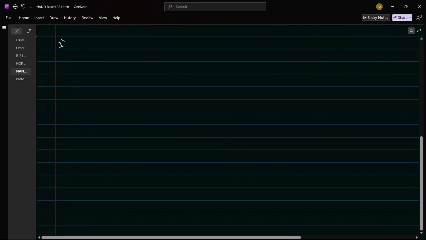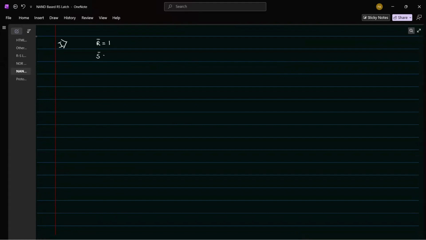For the first case, we have R bar equal to 1 and S bar equal to 1. The expected outcome is Q now equal to Q previous, and Q now bar equal to Q previous bar. That's the idea.